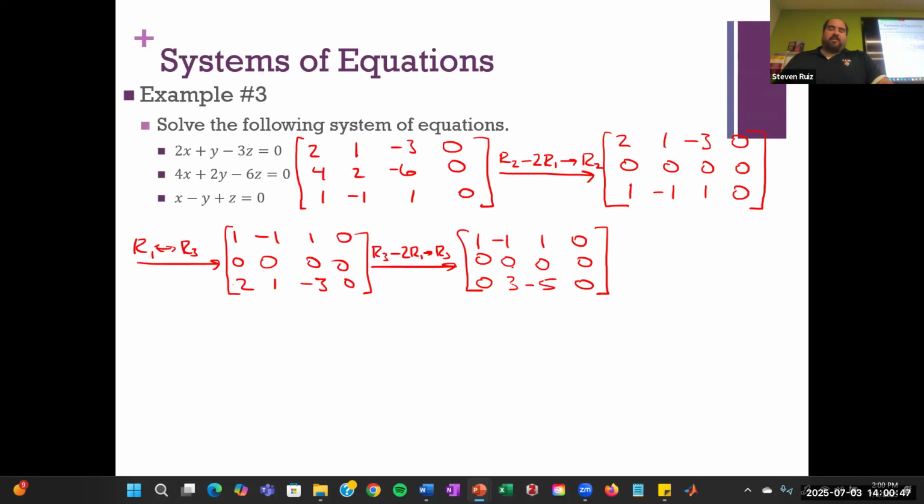So let's keep on reducing this. In the meantime, I'm going to bury that 0 row at the bottom. 1, minus 1, 1, 0. 0, 3, negative 5, 0. 0, 0, 0, 0. All right, so from here, what should my next goal be?